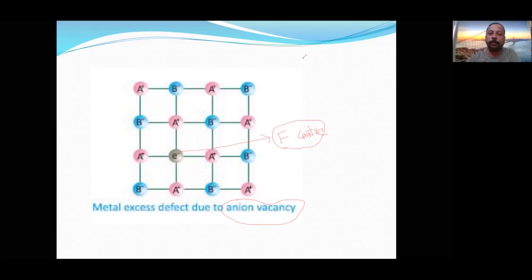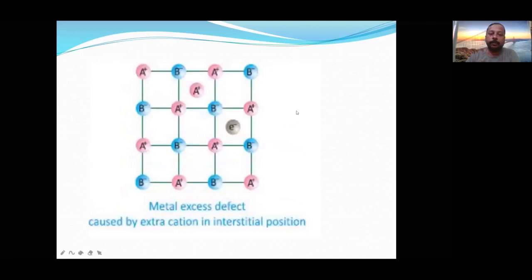Now let us see the next point. The next one is metal excess defect again, but the reason is different: due to extra cation. Due to what? Extra cation. But where is the extra cation? Here it is not supposed to be, and nowhere will you find a place. So this is the only defect which will increase the density.